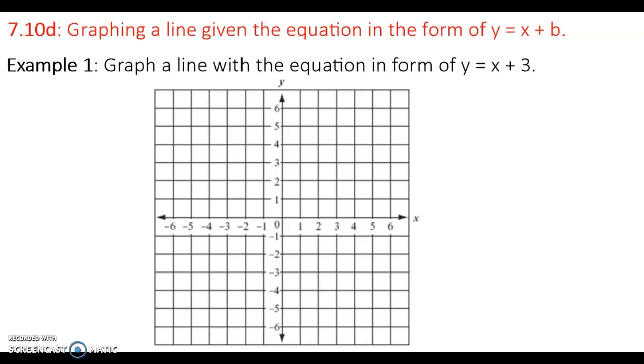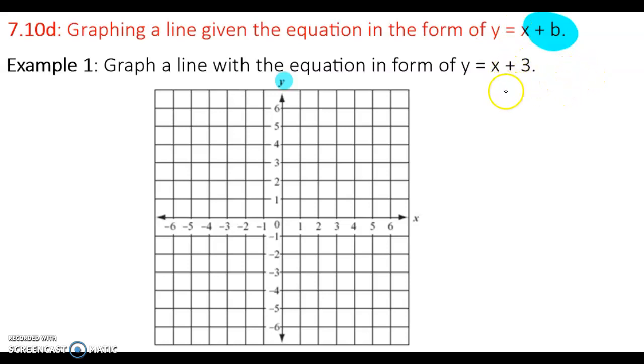Okay, we're going to do 7.10d, graphing a line given the equation in the form of y equals x plus b. So example 1, we need to graph a line with the equation in the form of y equals x plus 3. The most important piece of information here that we need to recognize is where our b is. And we said before that our b represents our y-intercept, which lands on our y-axis.